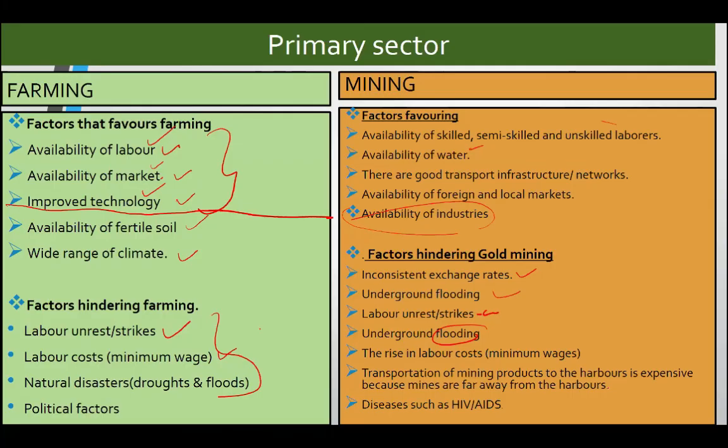So diseases such as HIV and AIDS. You can also talk about COVID-19. You saw when it was COVID-19, most of the activities were halted. So it can also be diseases like HIV and AIDS. As much as it's going to affect mining, it will also affect farming. It will also affect all other industries. So the answers to many of the questions are related to each other. They are linked to each other.